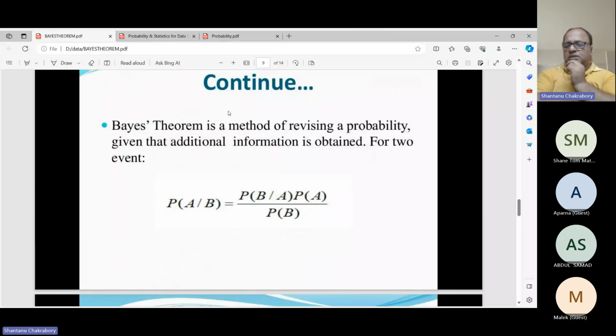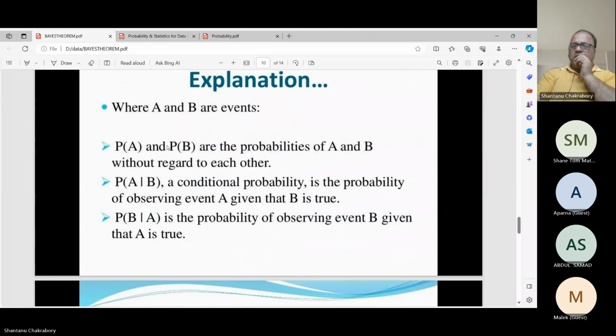So the Bayes theorem is a method of revising a probability given additional information. Given certain information that is related to this event, we can calculate the conditional probability. So A and B are two events.